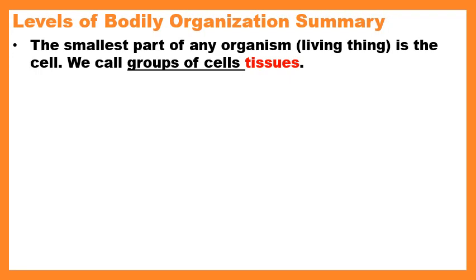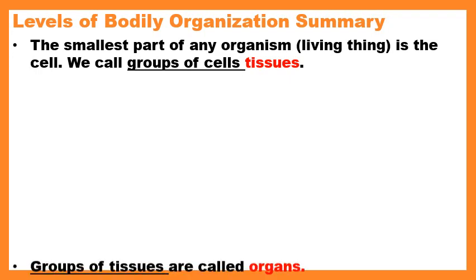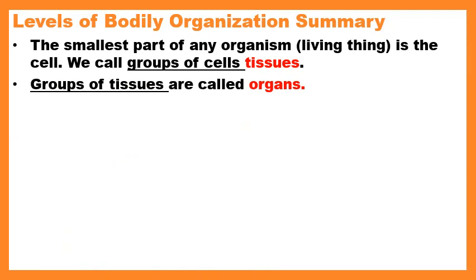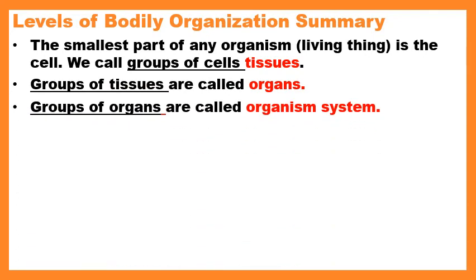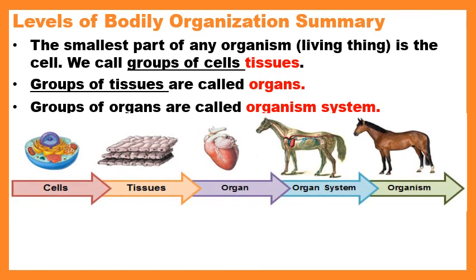And groups of cells that hang out together are called tissues. Groups of tissues that hang out together are called organs. Groups of organs that work together are called an organ system. So we already learned this in our first week. This is the levels of bodily organization of living things. So we've got a picture of a horse, but all living things are organized the same way.